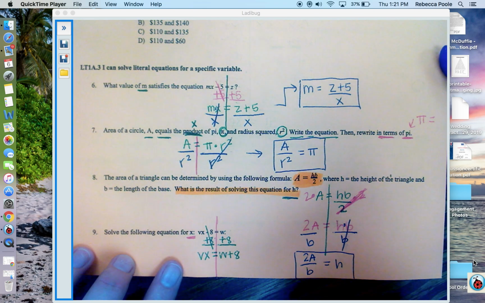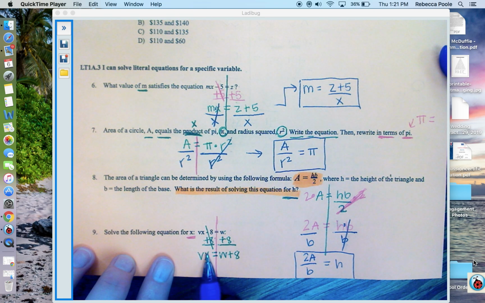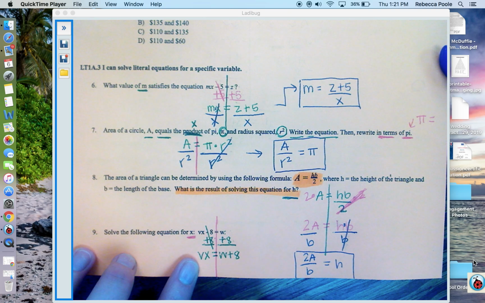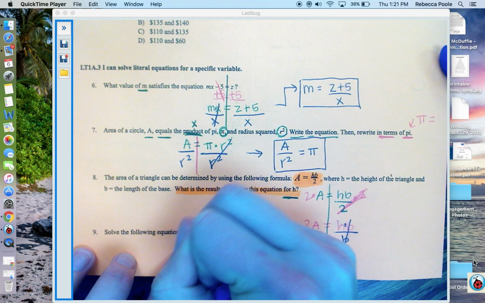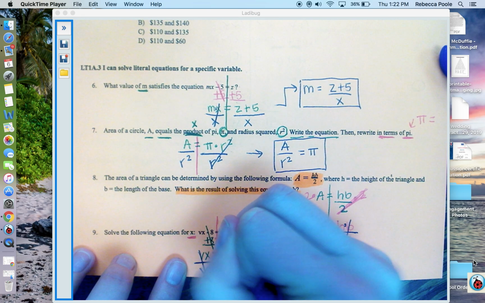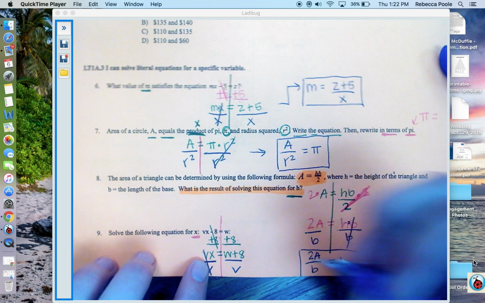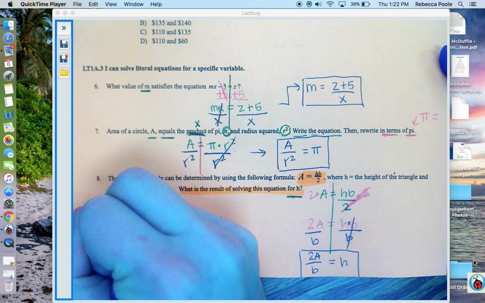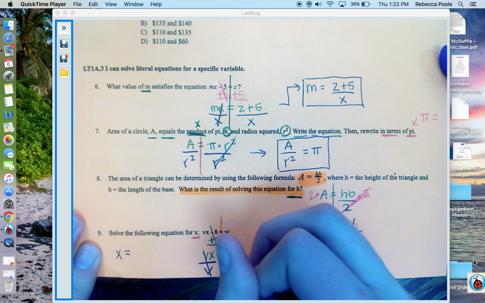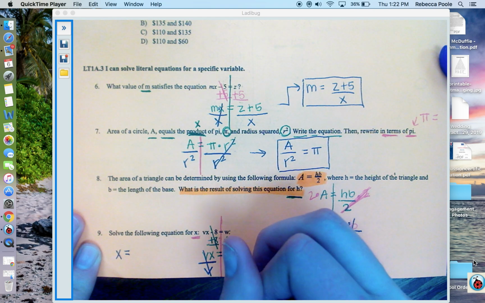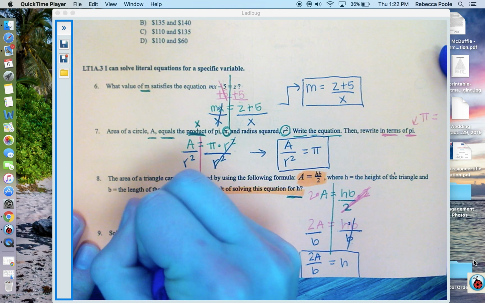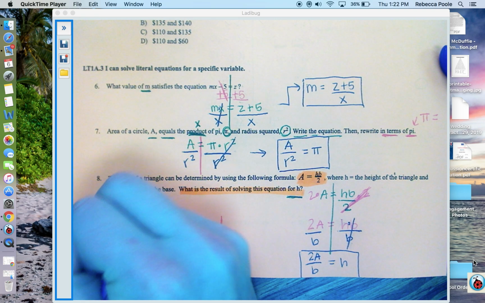So now once you're here, I want to solve for X. So I'm going to cover X. I need to move this V. So the V is touching, which means they are multiplying. Opposite of multiply, divide that V. And so we're going to get, this says X equals, which looks great. So we're going to get X equals W plus 8 divided by V. I'm literally writing what it says.